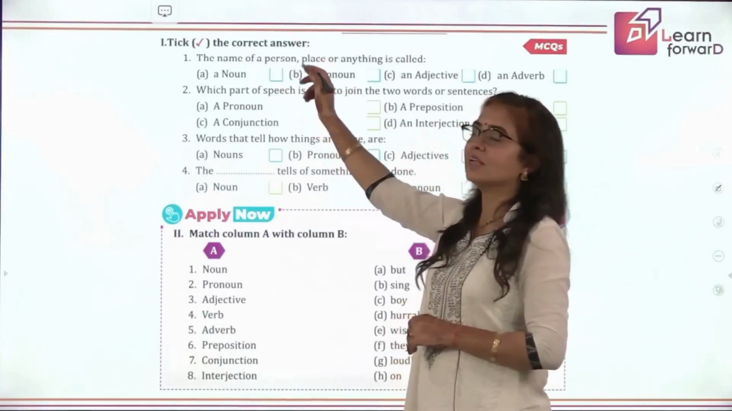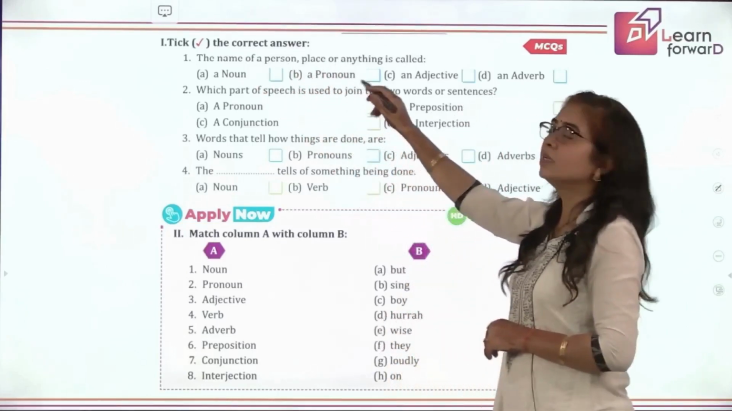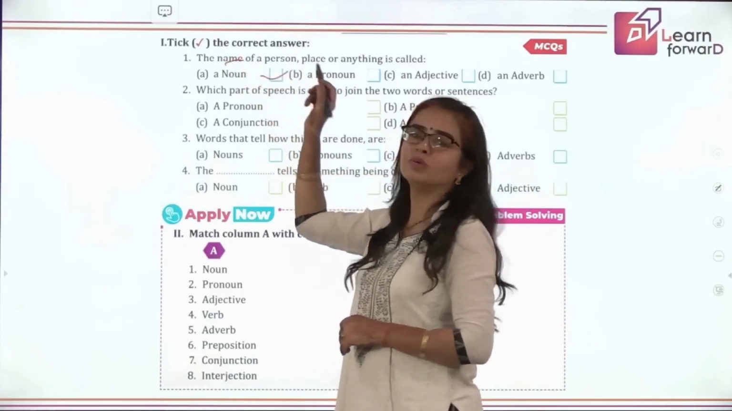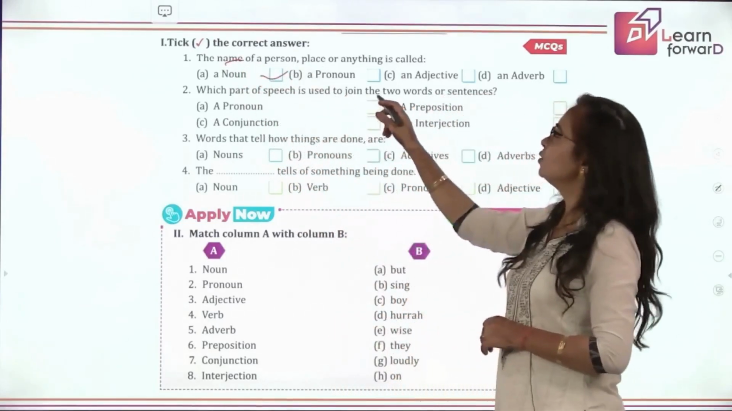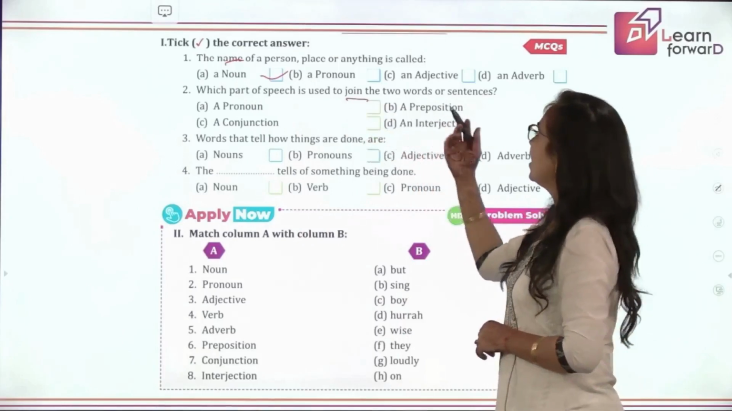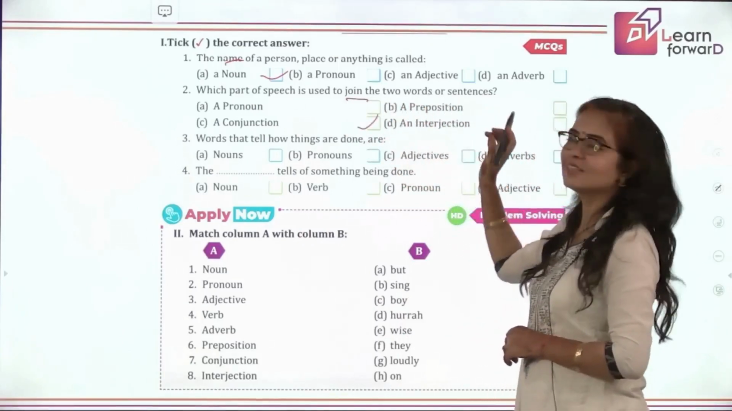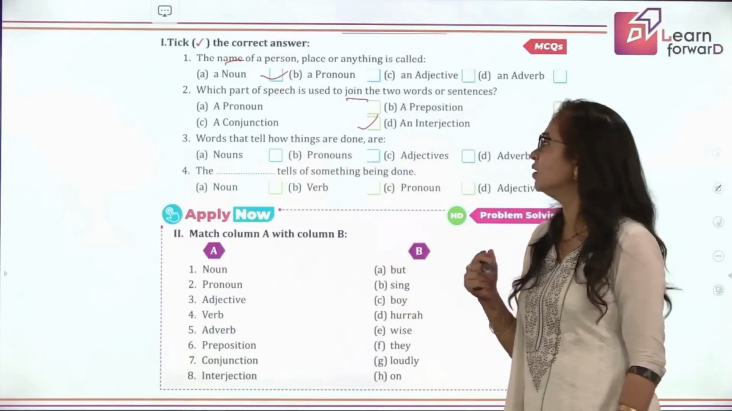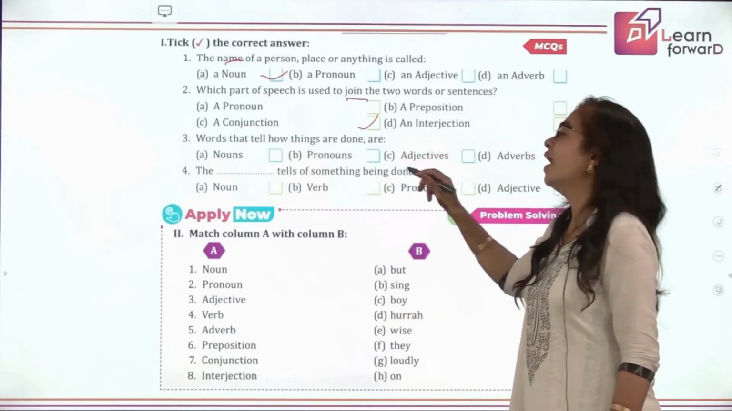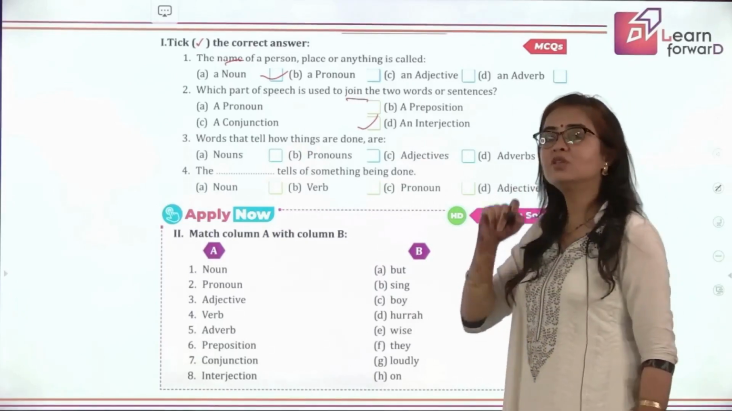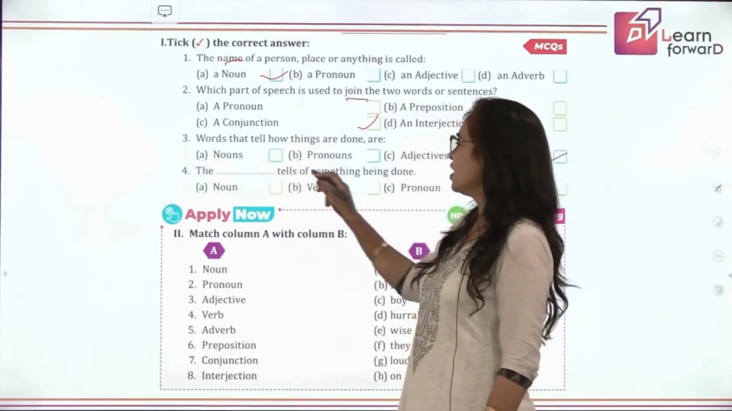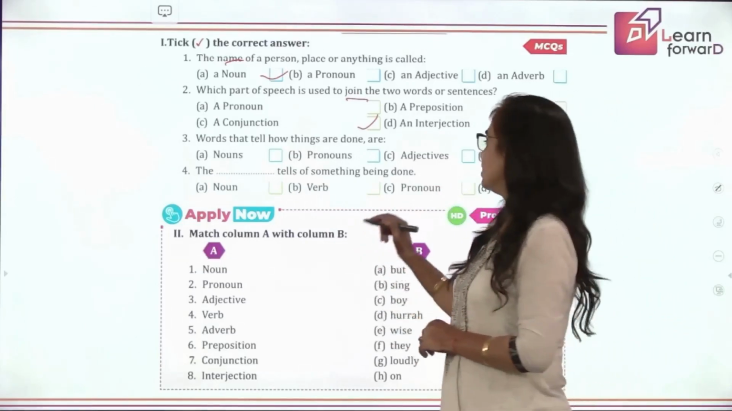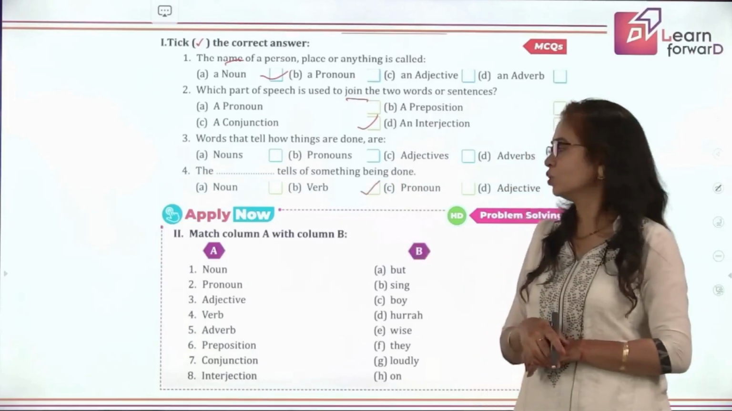Take the correct answer. The name of a person, place or anything is called a name, is a noun. Which part of speech is used to join is conjunction, to join two words or sentences. Words that tell how things are done, they are adverbs because they add to the verbs. Now the dash tells of something being done. So what are action words? Yes, they are verbs. That's good.